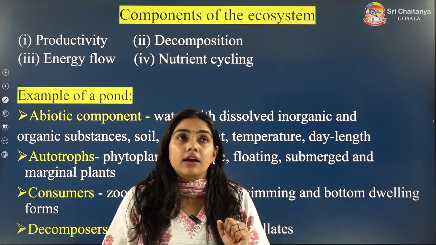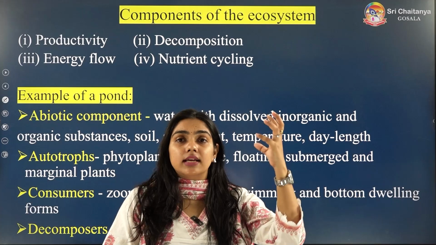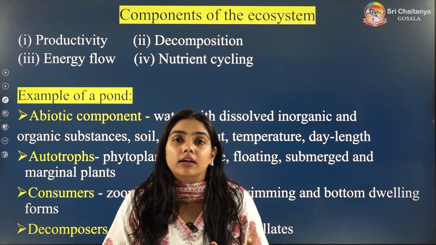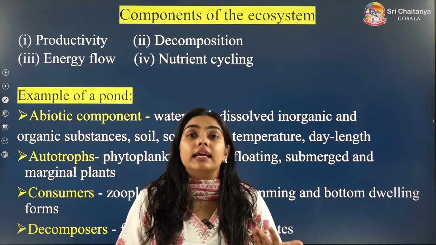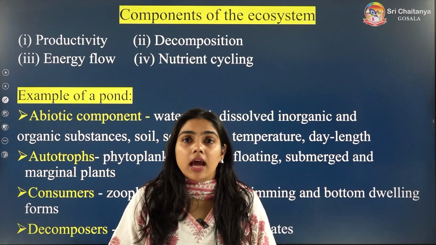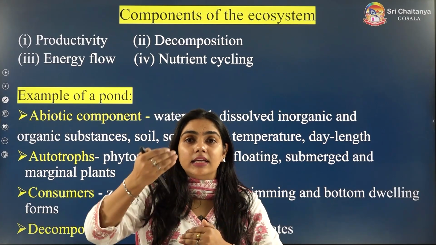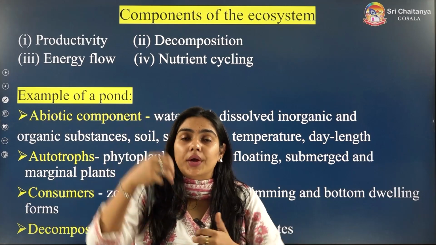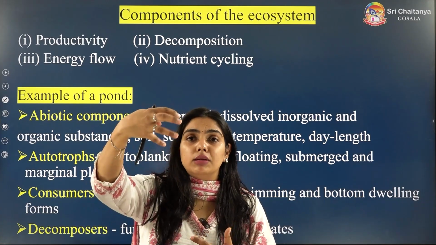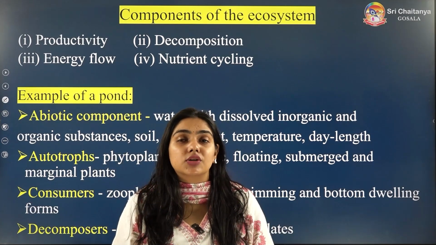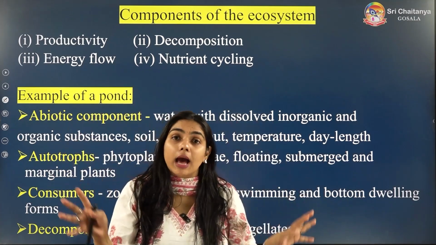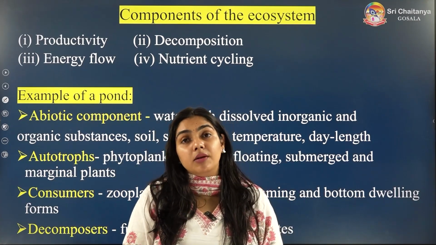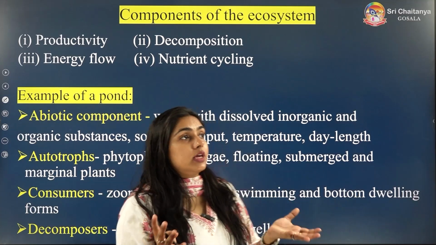When the producers and the consumers die, they will be decomposed by decomposers. And when producers are eaten by consumers, the energy goes from one trophic level to another trophic level. I will tell you what a trophic level is when I discuss the food chain. So what all is happening in an ecosystem makes the components of the ecosystem.